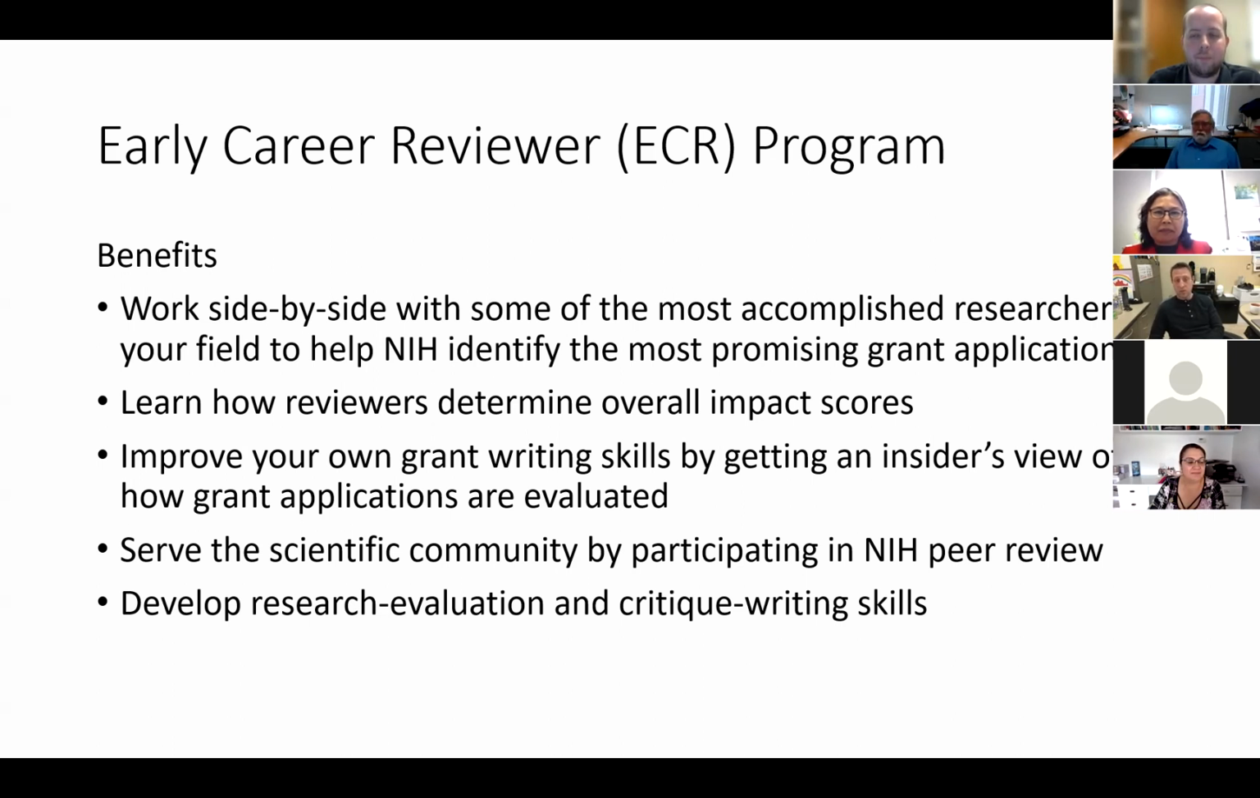You get to look at your own grant writing skills and compare them to the grants that you're seeing coming in, getting an insider's view of how grant applications are evaluated. My first time being on an NIH study section, I had always heard people say that formatting is such a big deal. It has to look like every other grant in order for it to score well.